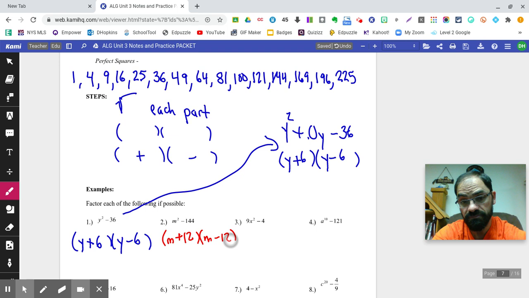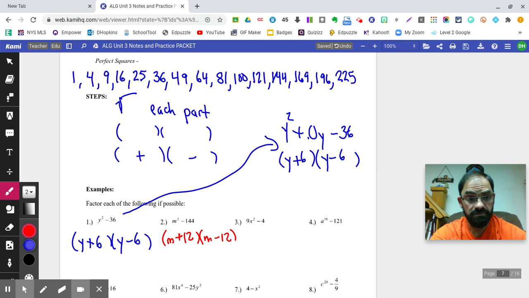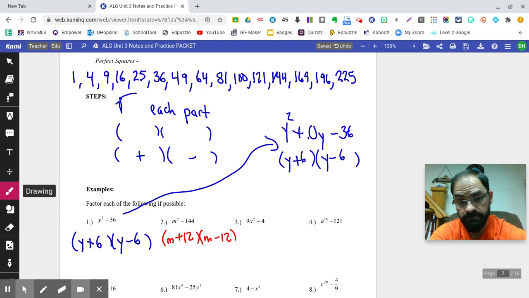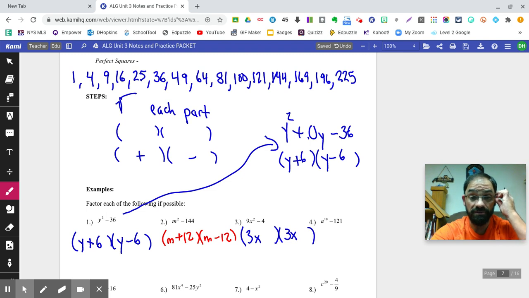The next one, 9x squared minus 4. Looks a little different, but it's not. 3x times 3x equals 9x squared. So 3 times 3 is 9, x times x is x squared. 4 goes to plus 2 and minus 2.